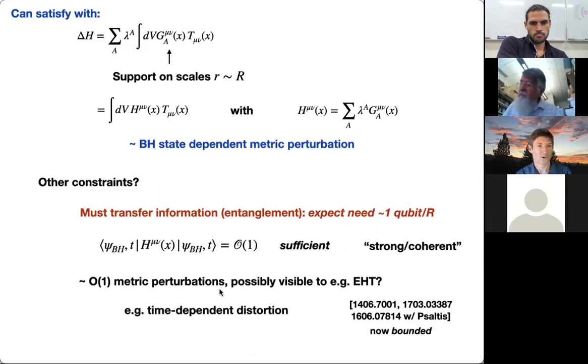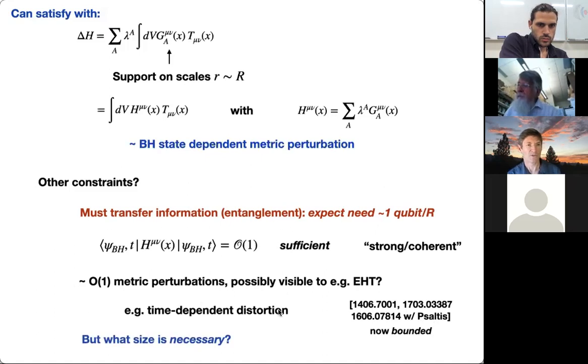And so such order 1 effective metric perturbations would of course potentially be very important, because that could distort, say, the images seen by the Event Horizon Telescope in a time-dependent fashion. And that's something we've looked at some. I looked at it with Demetrios Psaltis, for example. And really just based on the images we have now from the Event Horizon Telescope, if you're careful about it, one is putting bounds on this kind of scenario.